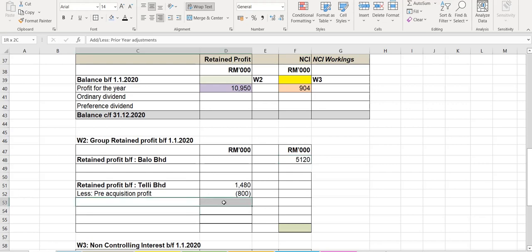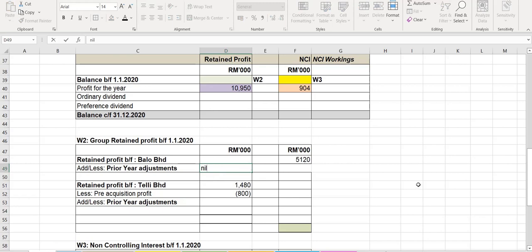And you now have to incorporate the prior year adjustment. You should be doing also the same here in case you have. But there were none also here, none. So I just put nil there because none. Right, so what you have is just the retained profit brought forward. So here none.